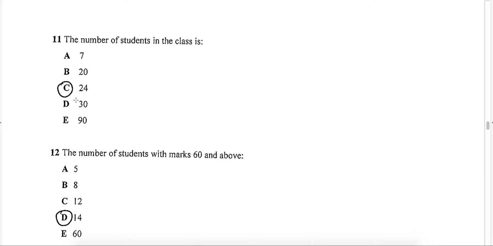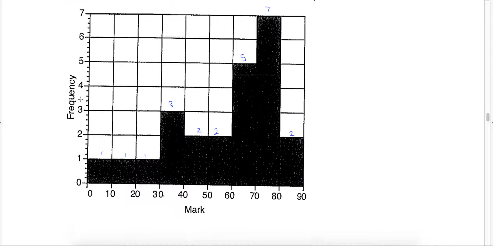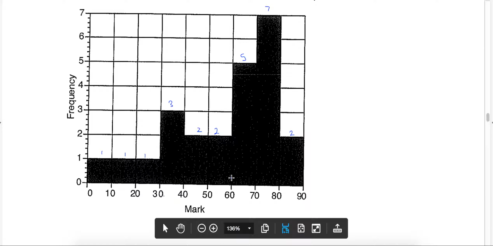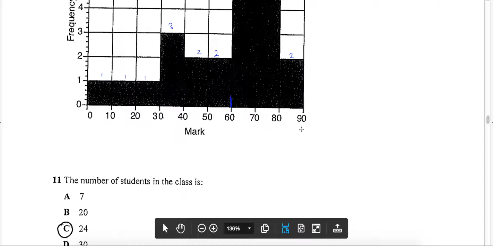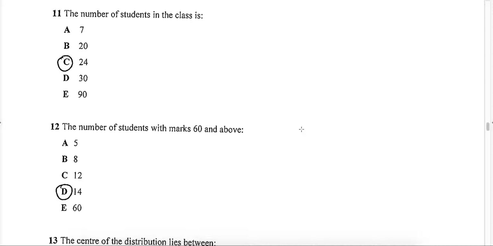The number of students with marks 60 and above, well, I would go to 60, of course. There it is there. And I would tally however many are to the right. So 7 plus 5 plus 2. So we've clearly got 14.